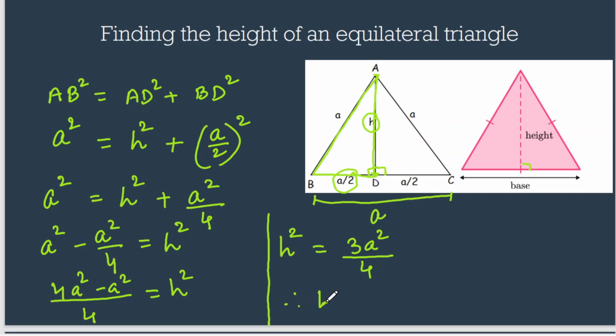Therefore, H will be equal to square root of 3A square by 4. So the final answer will be root 3A by 2.